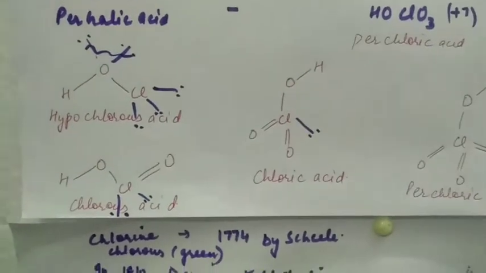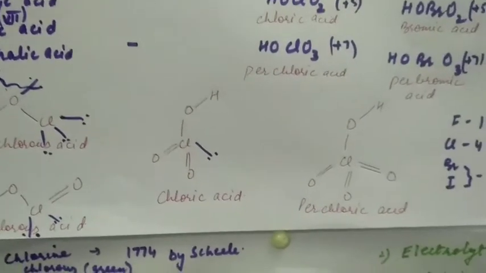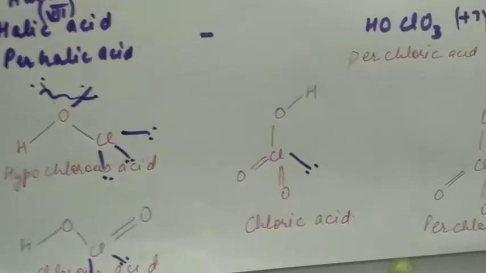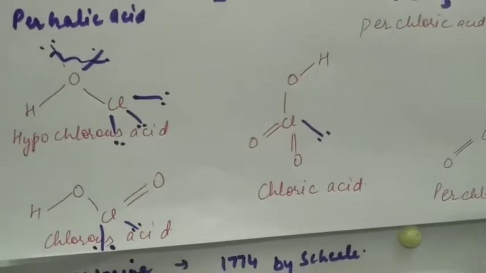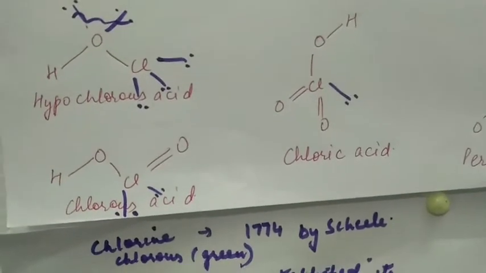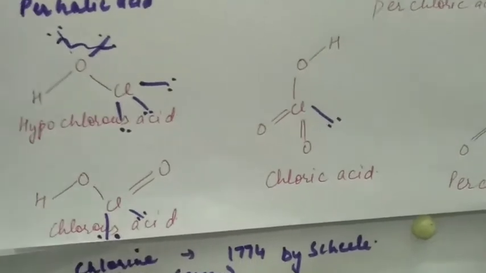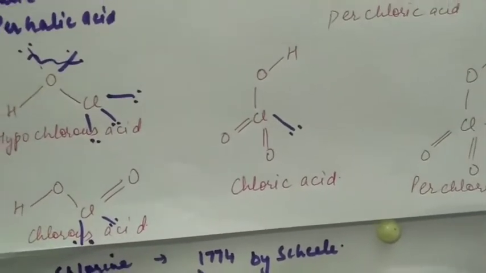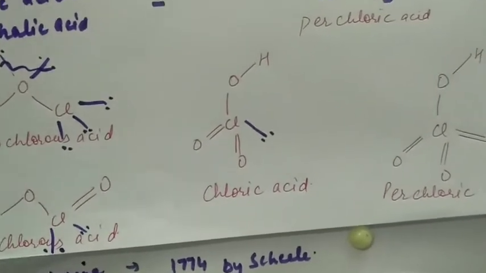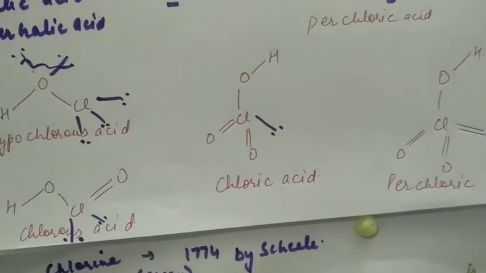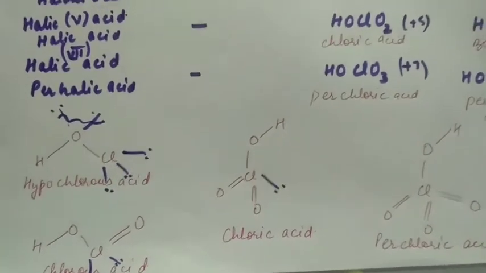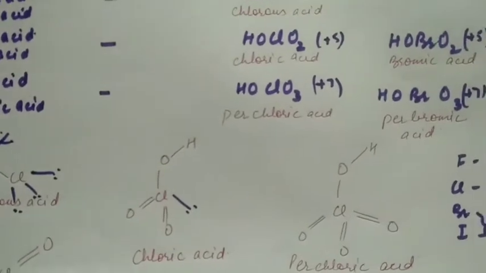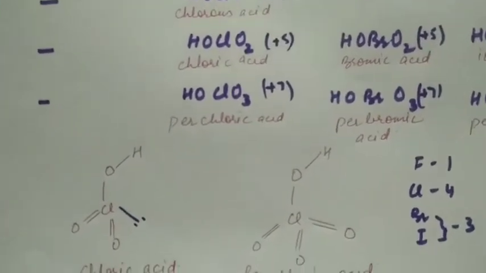The structure of oxoacids of chlorine: hypochlorous acid is bent shape. The chlorine atom is sp3 hybridized. Of the four sp3 hybrid orbitals, 3 are occupied by lone pair of electrons. In case of chlorous acid, we have one OH and one Cl double bond O bond. The oxidation state for chlorous acid is +3. For chloric acid, the oxidation state is +5.